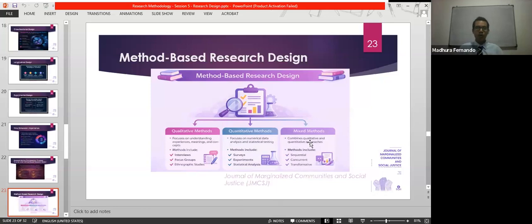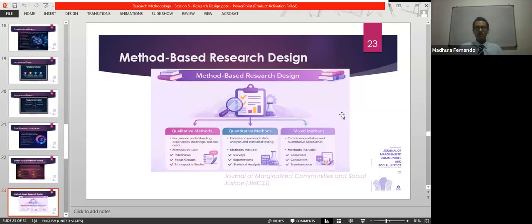That is sequential. And concurrent means you do it together. While you are conducting the qualitative analysis, you are conducting the quantitative analysis. Both are conducted together. And that is what you mean by sequential and concurrent. These are also research designs, right? Types of research design: sequential design, concurrent design. And here you have this transformative design. That is a special type of design which is relevant to our journal.